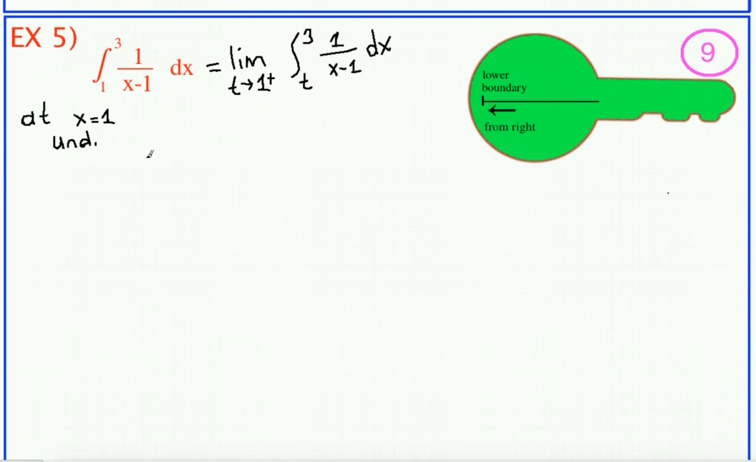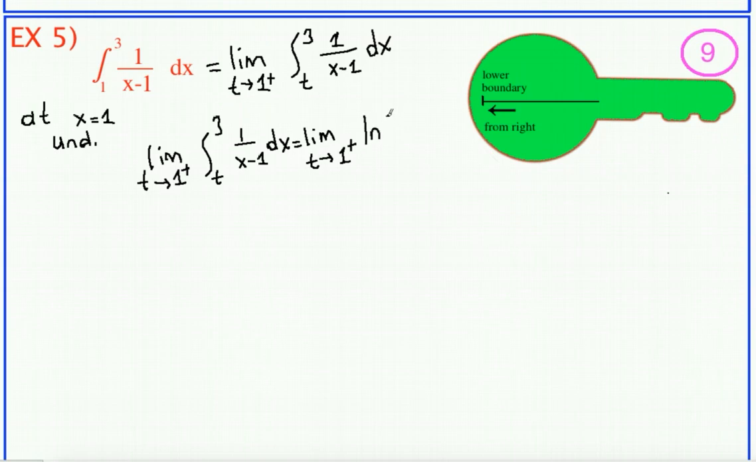Calculating this integral. So limit as t is approaching 1 from the right, integral t to 3, 1 over x minus 1 dx equals limit as t is approaching 1 from the right side. So what is the antiderivative of 1 over x minus 1? It is ln of x minus 1 in absolute value.